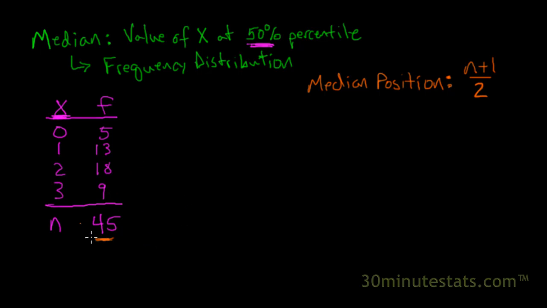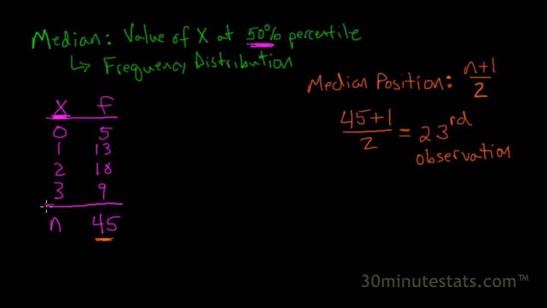And so, for example, in this example, we can say that the median position is going to be 45, the sample size 45, plus 1 divided by 2. So that's going to be 46 divided by 2, which is going to be 23. And so what we want to find is the 23rd observation. Okay, if we think of these as being rank ordered from the lowest value, 0, to the highest value, the top number 3, we want to find the 23rd observation in this list.